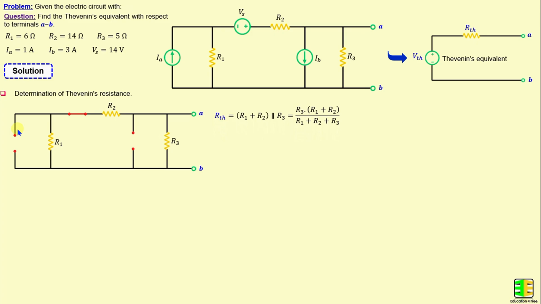That means RTH is equal to the series combination of R1 and R2 connected in parallel with R3. Therefore, RTH can be calculated using this formula: R3 times (R1 plus R2) over (R1 plus R2 plus R3). And if we replace the resistors with their numerical values, we obtain RTH is equal to 4 ohms.